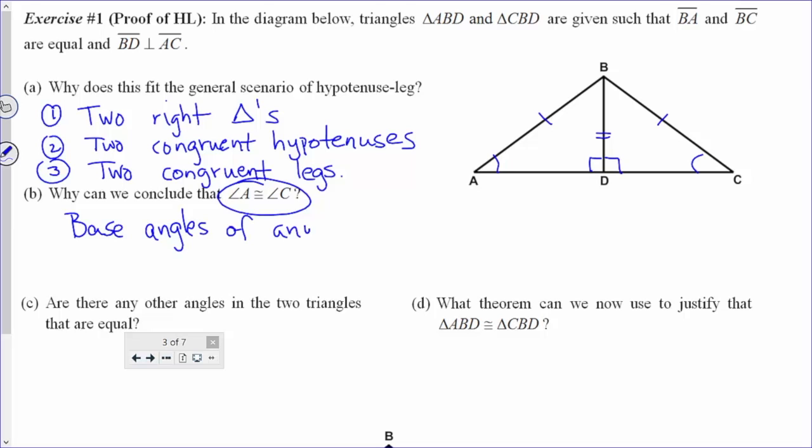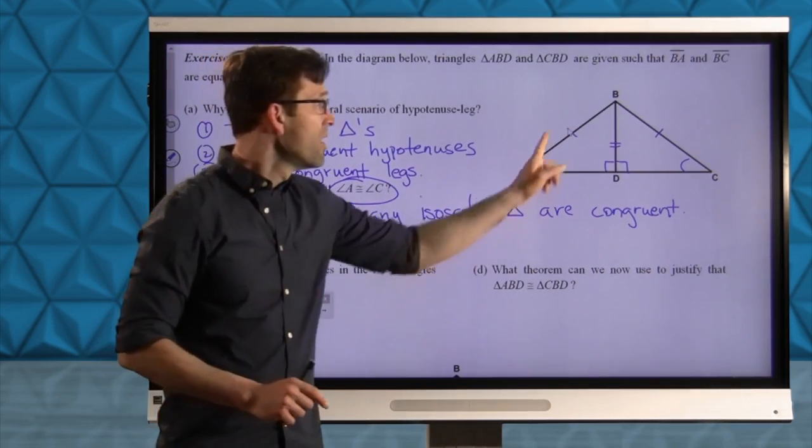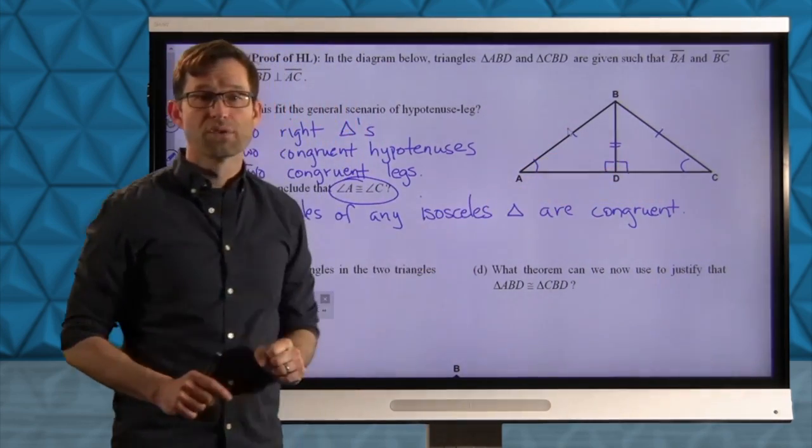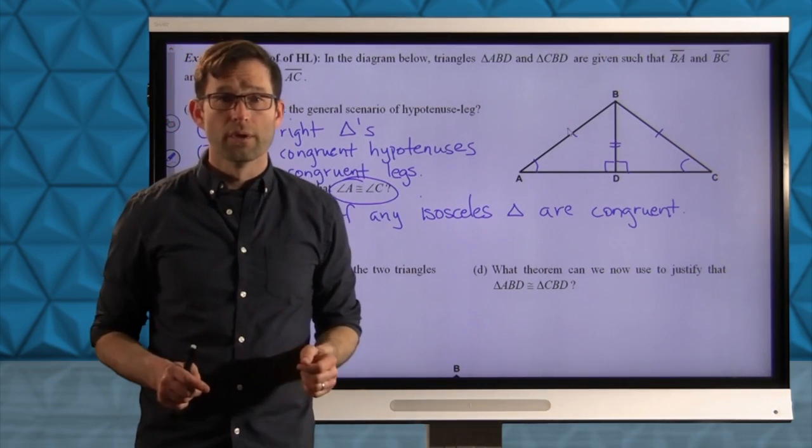of any isosceles triangle are congruent. Anytime we have a triangle that has two congruent sides, the angles opposite of those congruent sides must also be equal in measure or congruent.